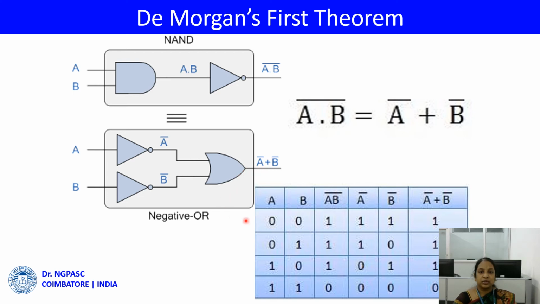So when you work it out with 4 different inputs, you will get the outputs respectively like this. So both the outputs of the right hand side and left hand side will be equal. So if A is 0 and B is 0, the complement of the product is 1, and the complements separately are 1 and 1. So the sum of the complements will also be 1. Similarly for all the other cases.